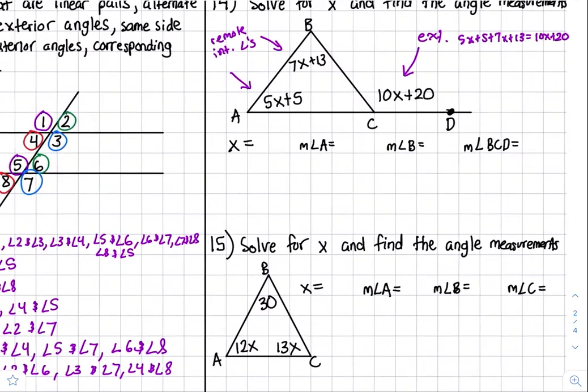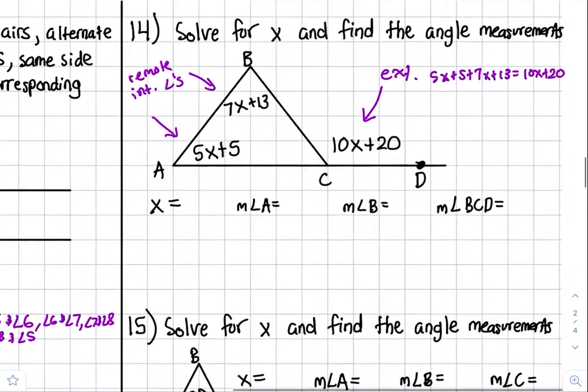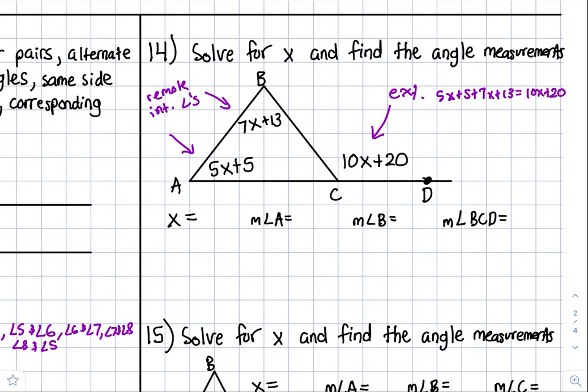We solve for x. I will zoom in. Sorry, you guys. And then we solve for x. So 5x plus 7x is 12x, 5 plus 13 is 18, which is equal to 10x plus 20.